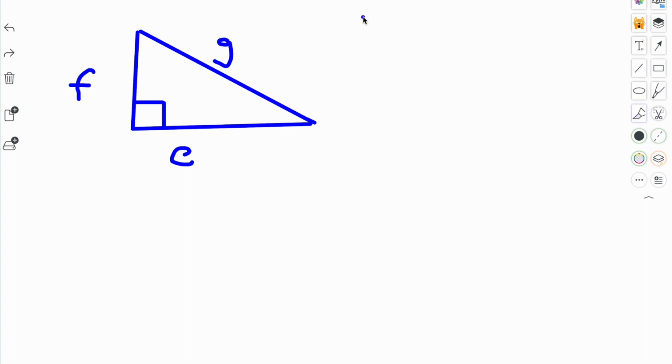So now we're given other variables, so this might look a little more confusing. Let's say we're given these. So G equals 24 centimeters.